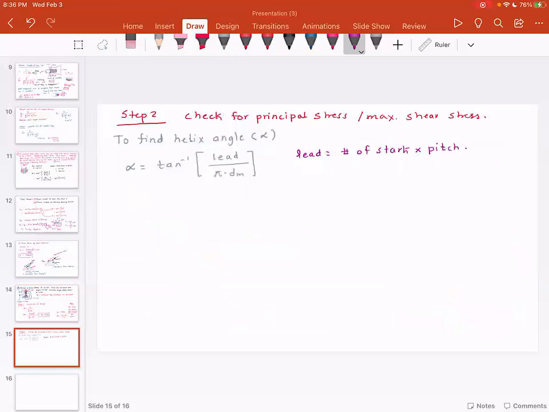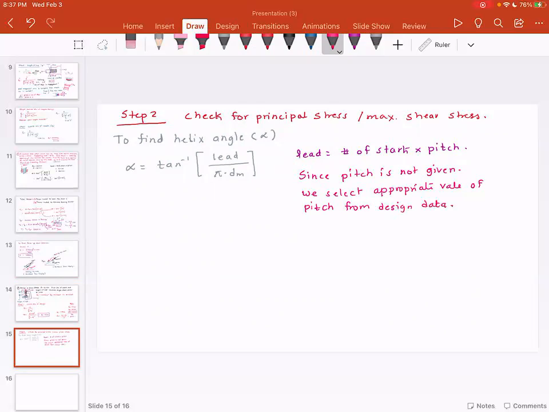So I will write the process here. Since pitch is not given, we select an appropriate value of pitch from design data.